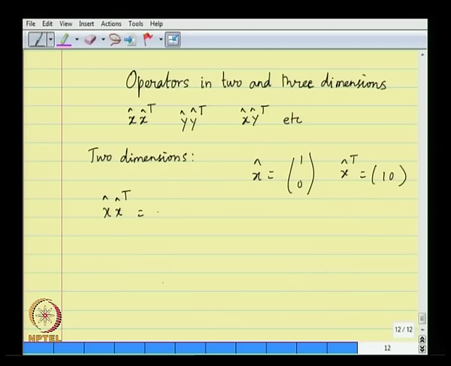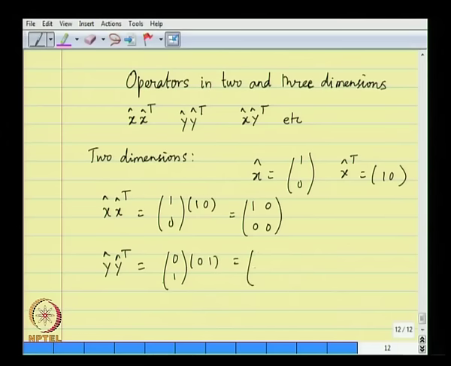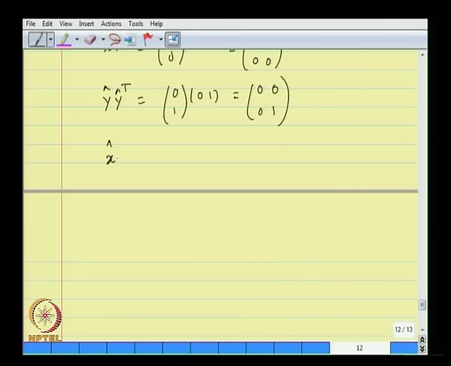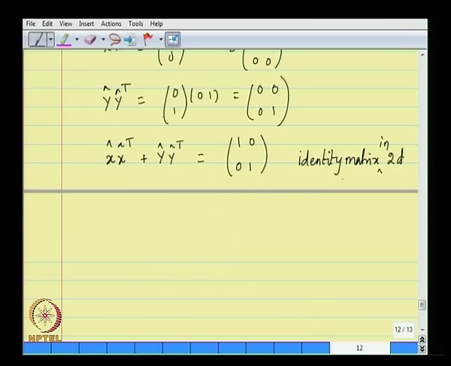is called an operator, and the form is that it is 1, 0 multiplied by 1, 0, and the answer is the two-dimensional matrix, 2 by 2 matrix, 1, 0, 0, 0. And likewise, y, y of t in two dimensions is given by 0, 1 multiplied by 0, 1 to give you the answer 0, 0, 0, 1. Okay. And therefore, what you have is that x, x of t plus y, y of t is equal to the sum of the two matrices to give you the identity matrix in two dimensions. Identity matrix in 2D. This is an operator, identity operator.